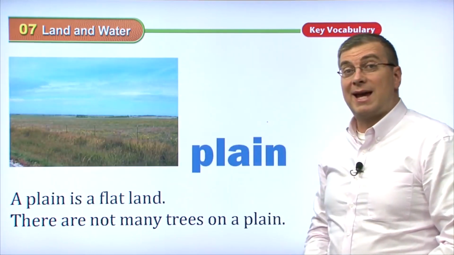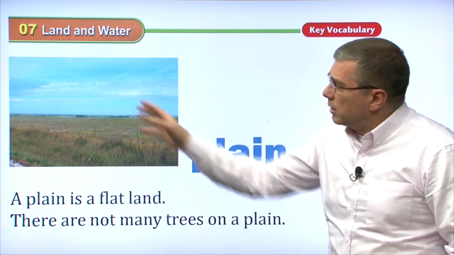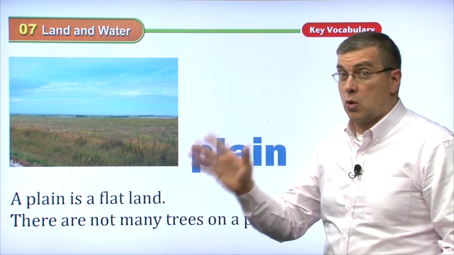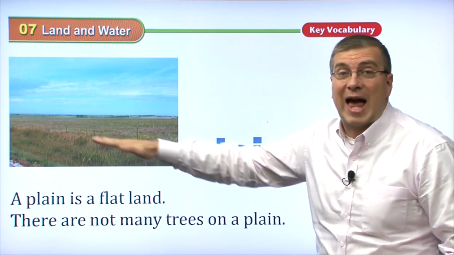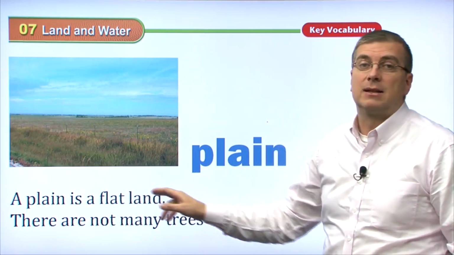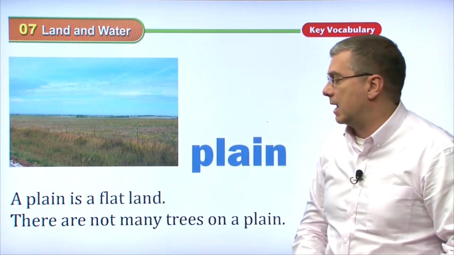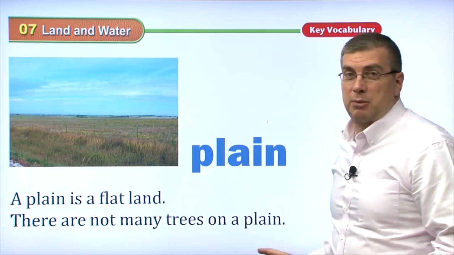Another feature of the land is a plain. Now we can see plains in many areas. What are some features of the plains? Well, of course, one feature is that it's flat, right? And well, that's what we have here. A plain is a flat land. It's a flat area of land, a very flat piece of land. There are not many trees on a plain.